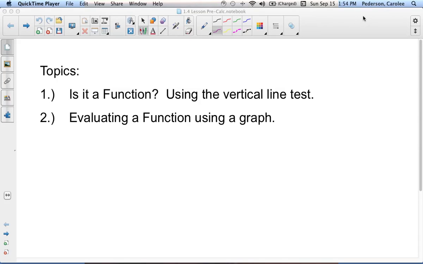This video focuses on determining if a graph is a function using the vertical line test and evaluating a function using a graph.